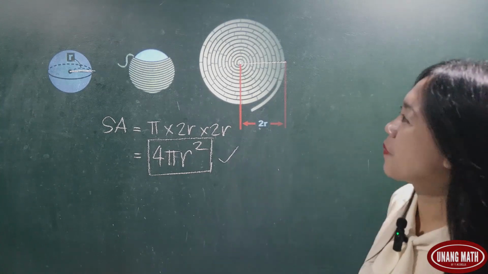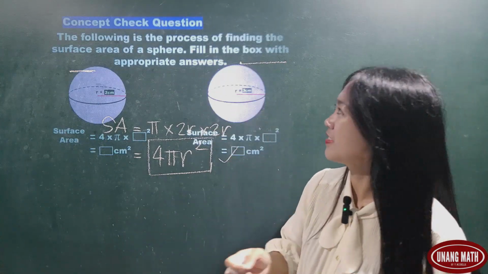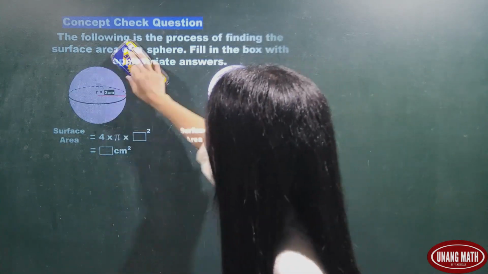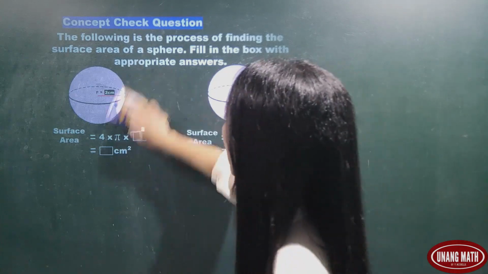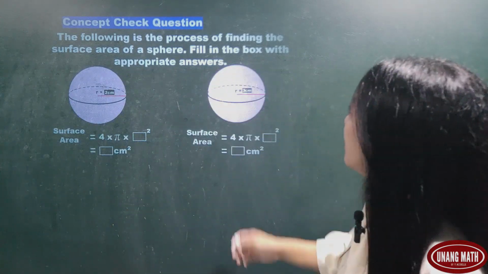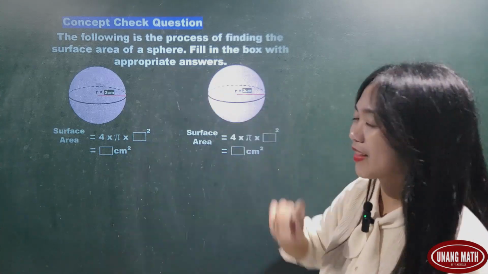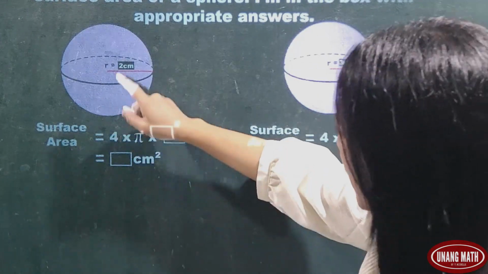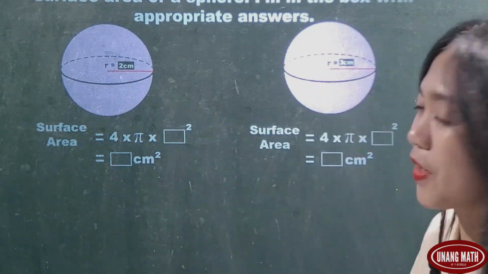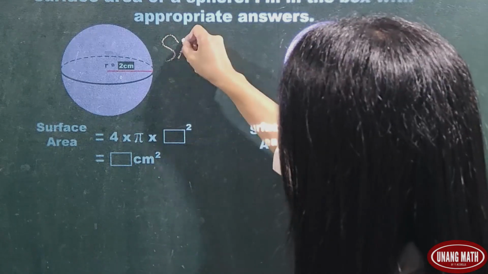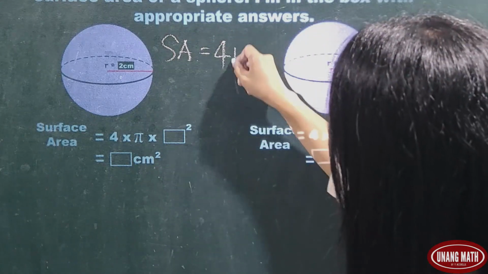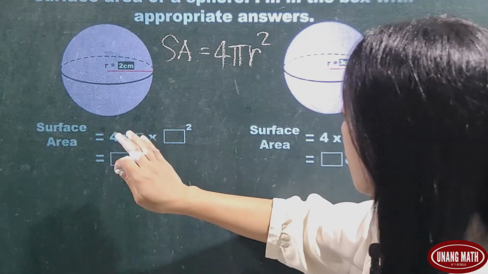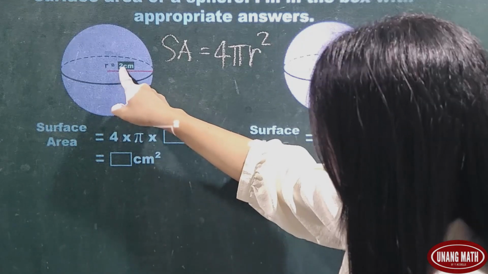Let's use this formula in answering this concept check question. The following is the process of finding the surface area of a sphere. We're going to fill in the blank with the appropriate answers. Let's start with this first sphere. This sphere has a radius of 2 centimeters. So to find the surface area, 4 times pi times radius squared. So we have 4 times pi times radius, which is 2 centimeters.